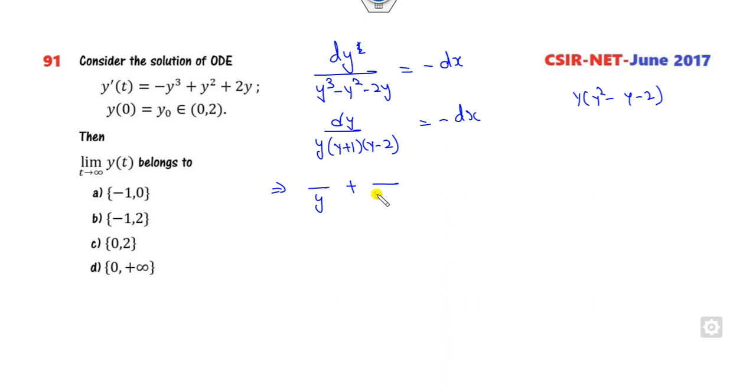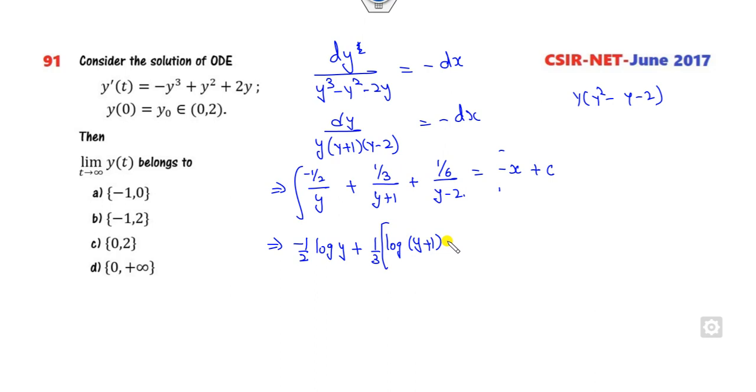What is the partial fraction here? When y is equal to 0, it is minus half. When y is equal to minus 1, it is 1 by 3. When y is equal to 2, it is 1 by 6. Fine. Now you can integrate them. So this is minus half log y, plus 1 by 3 log y plus 1, plus 1 by 6 log y minus 2, equals minus x plus c.